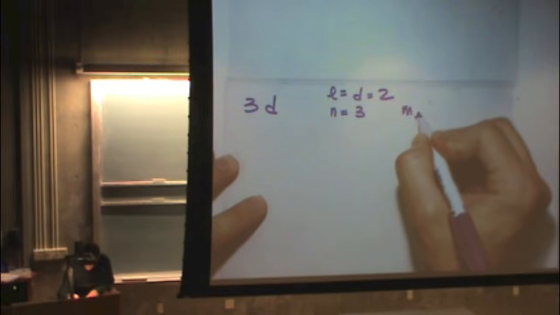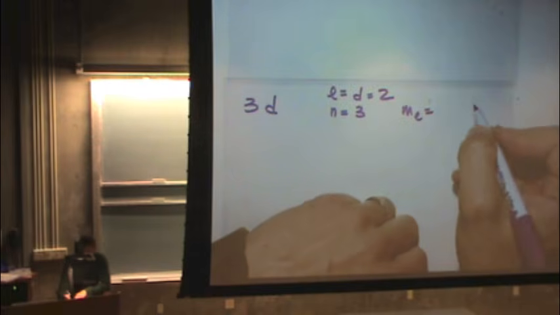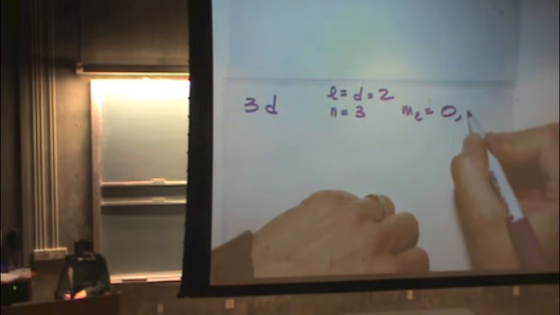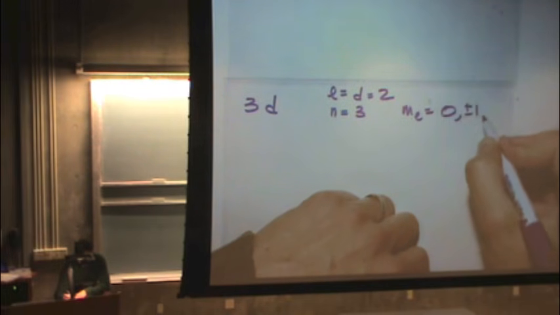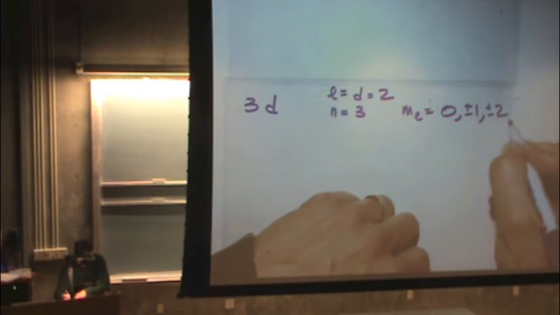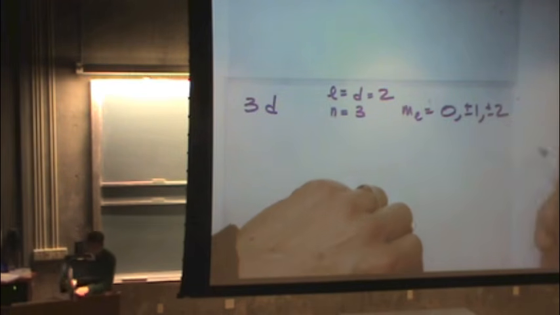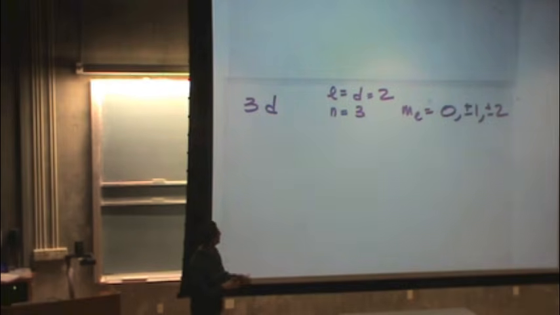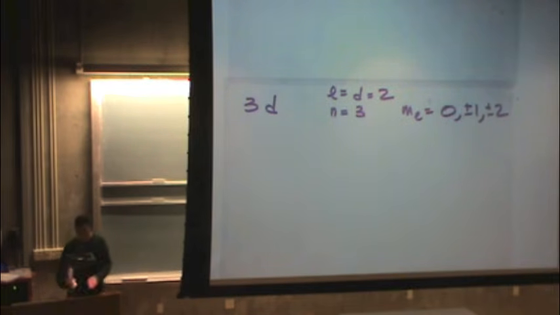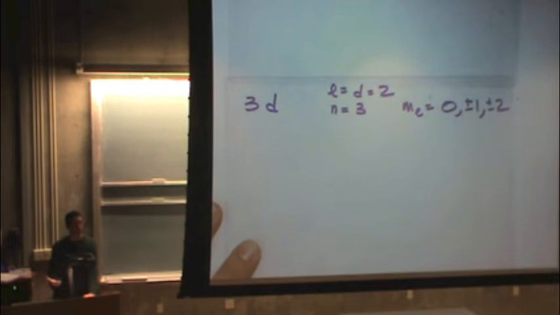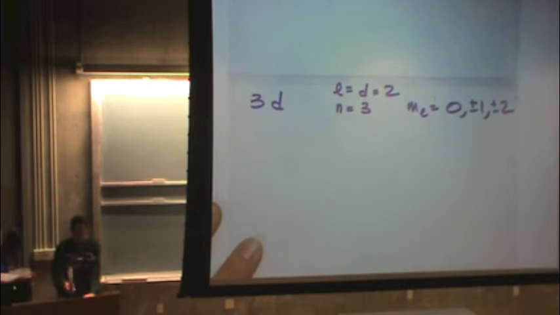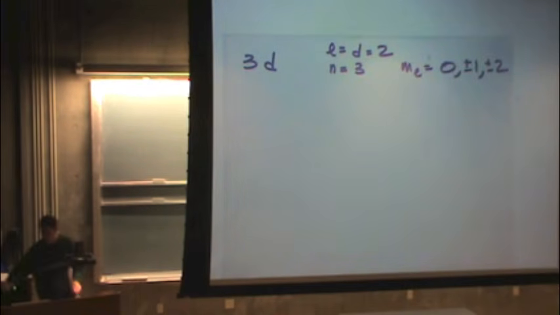What's m sub l? Plus or minus 0, plus or minus 1, plus or minus 2. Are there more? That's it. So there's 5 values. Why? Because l determines m sub l. m sub l will go from minus l to plus l. So minus 2, minus 1, 0, plus 1, plus 2. So there's 5 values. So what are we expecting? 5 d orbitals. 5 different d orbitals.